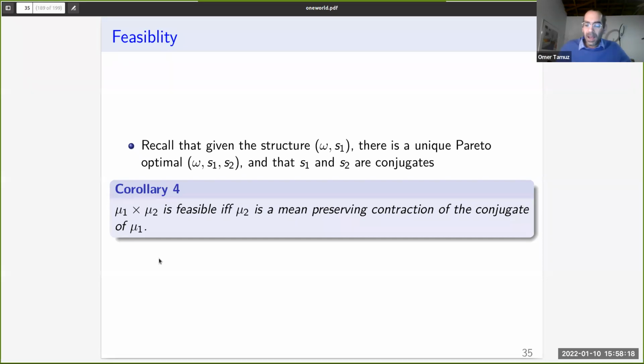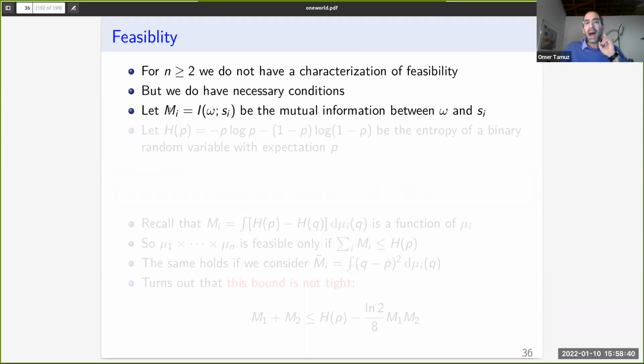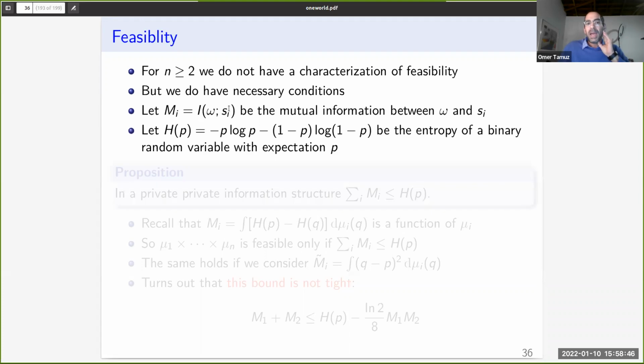Now, I do want to talk for a second about what happens with feasibility beyond two players. Beyond two players, we're still going to talk about a binary state. We don't have a characterization of feasibility, but what I'm going to talk about is some necessary conditions that come from information theory. I'm going to denote by MI the mutual information of omega with Si. And H(p) is the entropy of a Bernoulli random variable with parameter p. And remember that p is the prior that we have for the state.